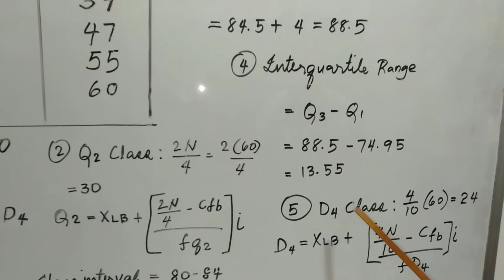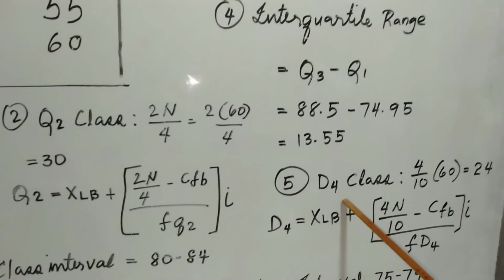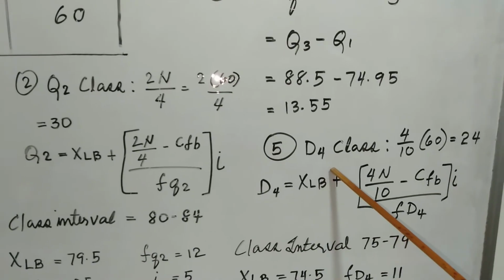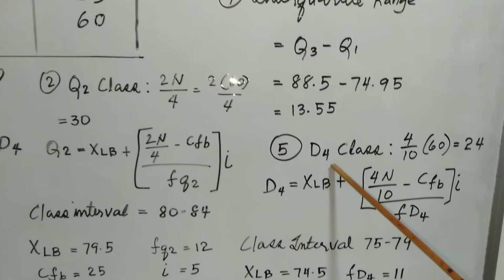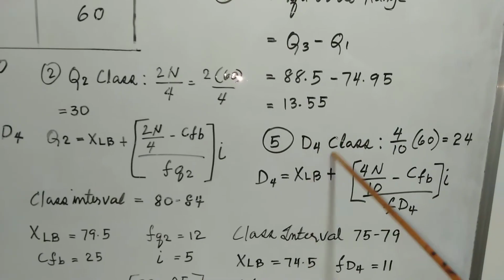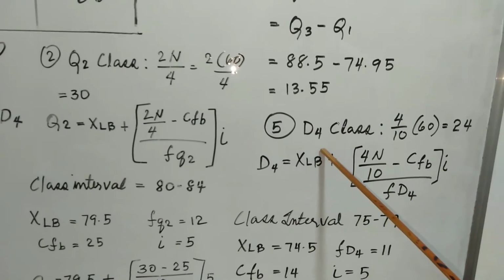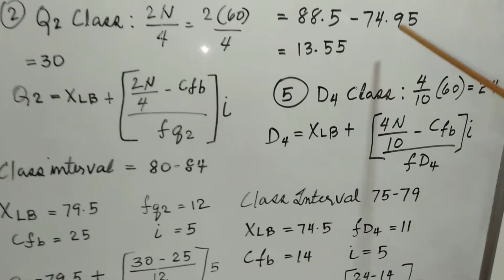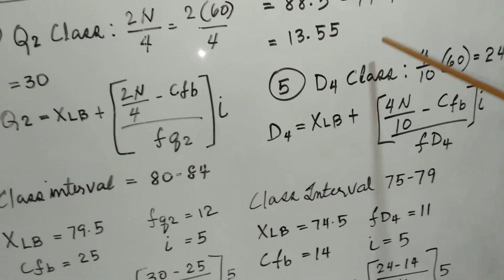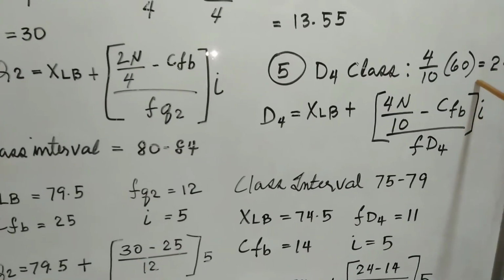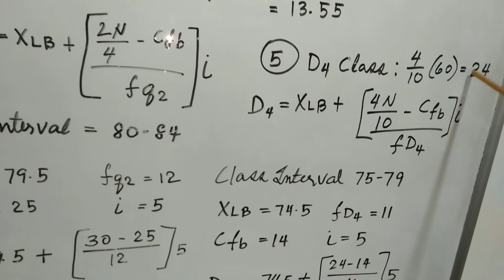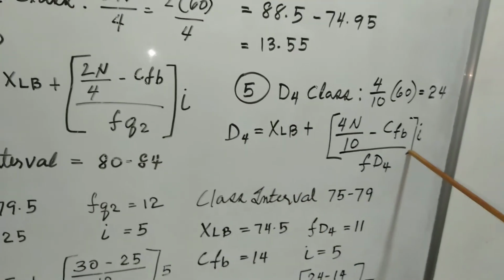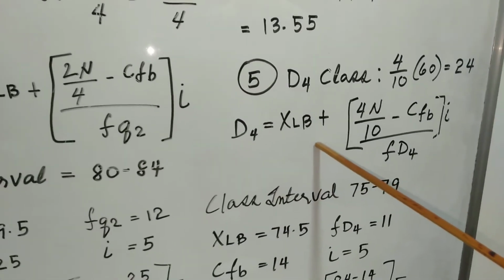So for D4, the fourth decile, or the 40% of the given data set, the decile will be computed just the same as we computed the median, the second quartile, the quartile, and also the percentile. They are all similar. The only difference is the representation of each entity.